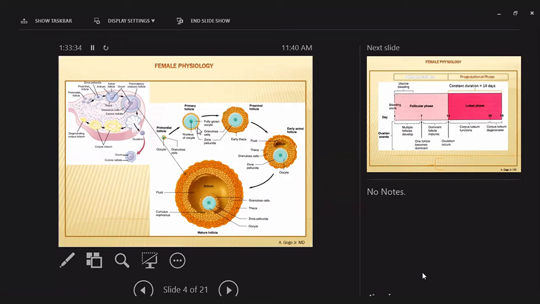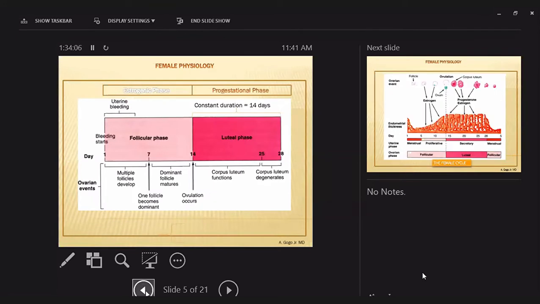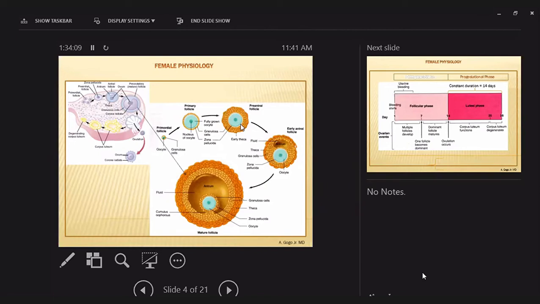Now your primary follicle. This is already the nucleus, and then this is already fully grown. It has granulosa cells. Preantral follicle, there are already theca cells formed. The theca cells are outside. Outside, okay? And then here is your early antral follicle.